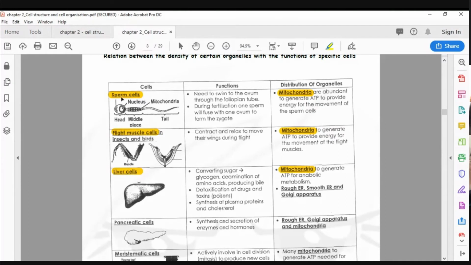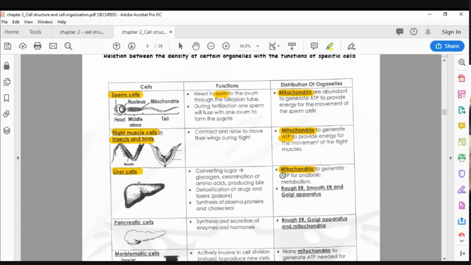Why? You can already guess. Sperm cells need a lot of energy to swim. That's why sperm cells have a lot of mitochondria. What about flight muscle cells? Flight muscle cells are found in insects and birds. These cells have a lot of mitochondria because they need a lot of energy. This is ATP. If you find this word ATP, this means energy.